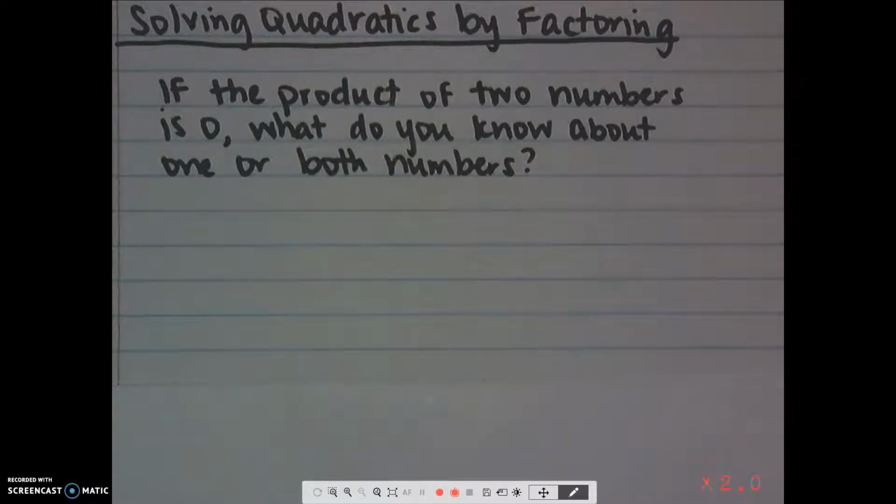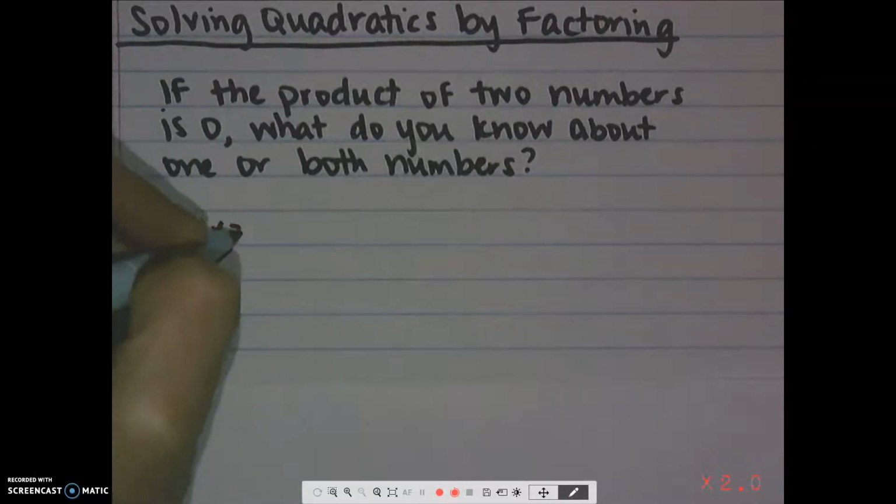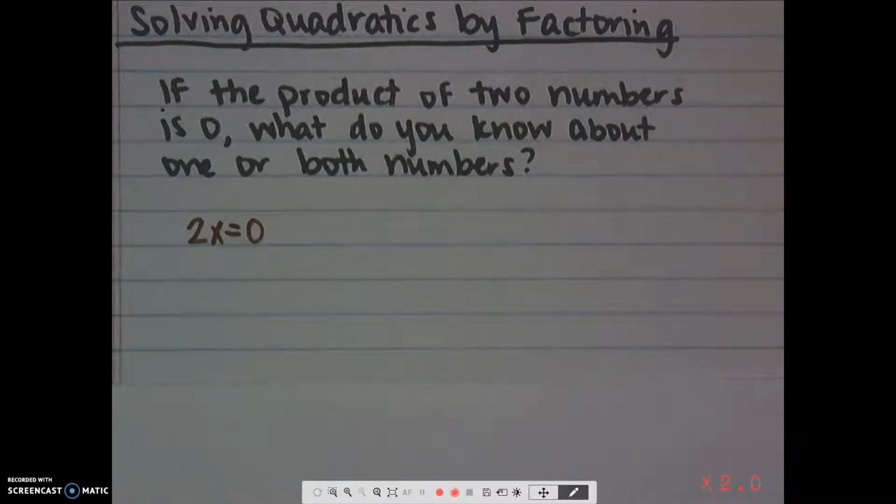Today we're going to be solving quadratics by factoring. So the first thing that we have to ask ourselves is the question, if the product of two numbers is 0, what do you know about one or both of the numbers? So for example, if I take 2 times x and I make it equal to 0, what do you know about x? Well, it means that x has to equal 0.